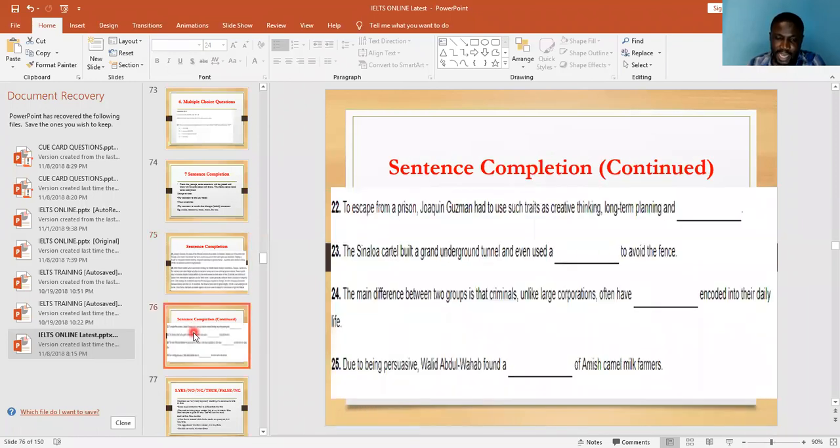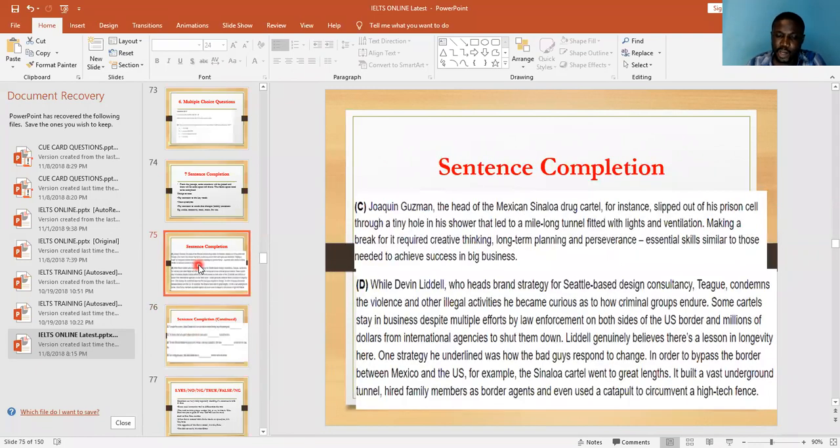Then the next question. The Sinaloa cartel built an underground tunnel and even used a dash to avoid the fence. From the paragraph we read, that answer is not there. So let's read the next paragraph.